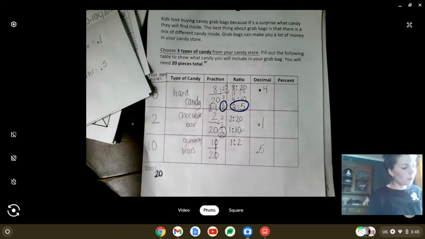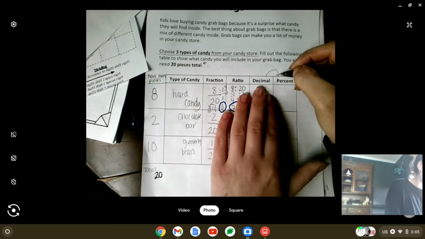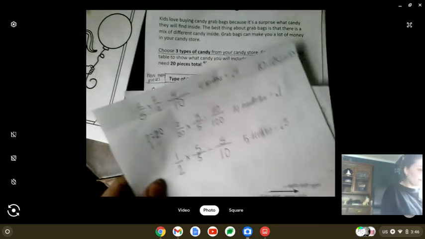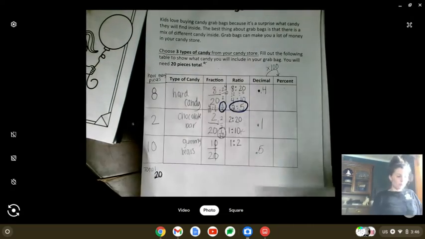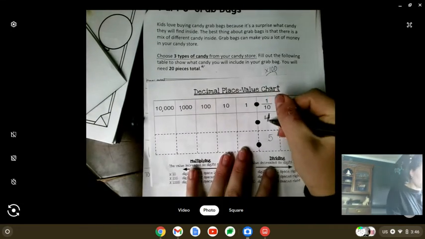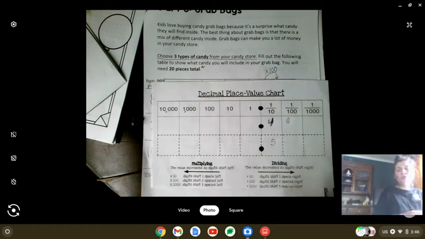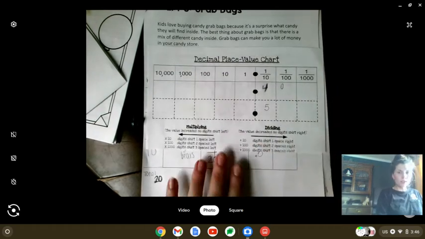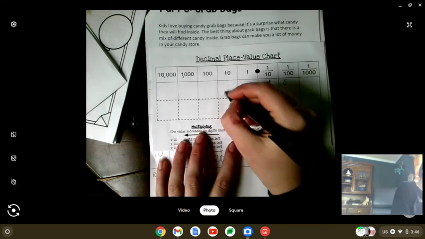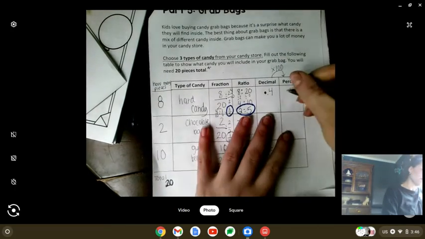Now this is the easy part. We change a decimal to a percentage. To change a decimal to a percentage, you multiply by 100. So we're going to take 0.4, which is right here, or 4/10, and we're going to multiply by 100. When I multiply by 100, I do 2 jumps. 1, 2. So we get 40%.